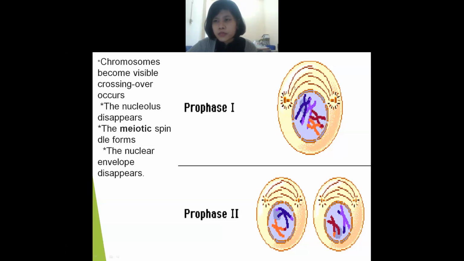You will also find that the meiotic spindle fiber forms. This is a spindle fiber, a semicircular shape, right? So this is the semicircular shape, also known as spindle fibers. Here the spindle forms, and the nuclear envelope also disappears in this prophase.